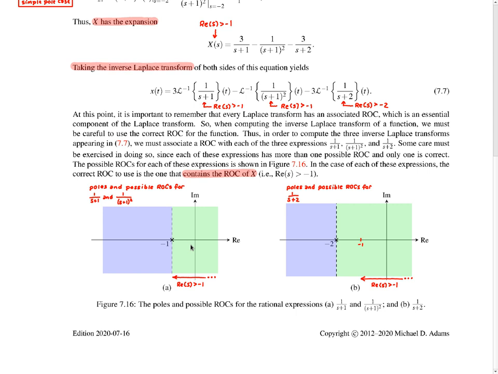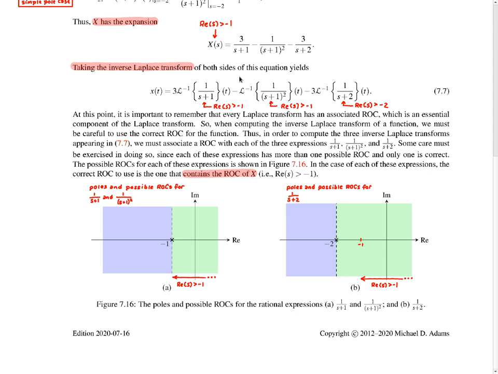So even before we go to our table of Laplace transform pairs, in order to look up the inverse Laplace transform of 1 over s plus 1 squared, we know that there are going to be two relevant entries in our table, one which corresponds to this left half plane region of convergence, and one which corresponds to this right half plane region of convergence. And we're going to have to choose between these two entries in the table.